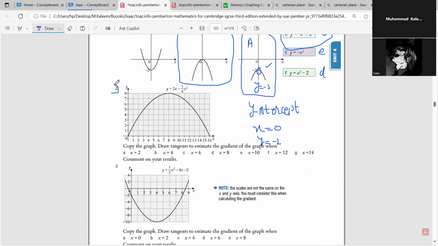Question number 2. Copy the graph, draw the tangent to estimate the gradient of the graph when x is equal to 2. Here x is equal to 2, right? At this point, you have to draw the tangent. What's the meaning of tangent? Does it mean when it touches? Yeah, it touches the graph at one point.